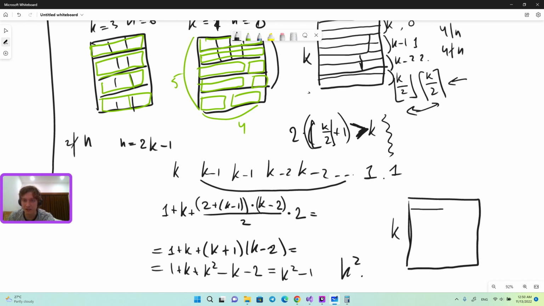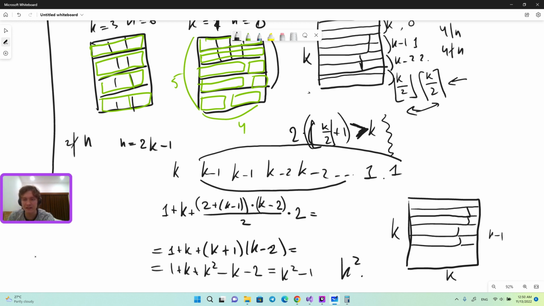So I put k here. And now I have this thing. And I need to make k times k minus 1. And this is easy to do. As always, we just compose k minus 1 with 1, k minus 1 with 1, k minus 2 with 2, k minus 2 with 2. And in the end, we either have two tiles which can be composed together, or we have four tiles which can be composed together again.